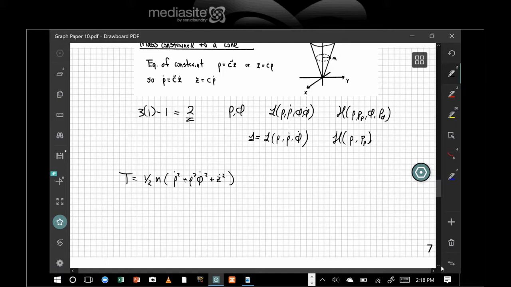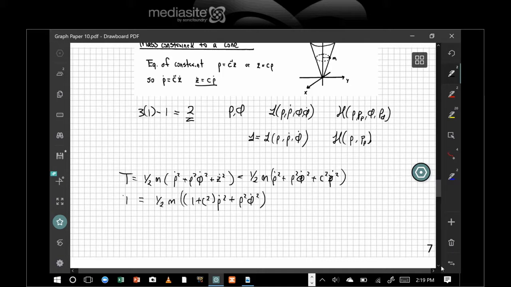Okay, but that's what I have there. But my equation of constraint from this guy here, z dot, is equal to c rho dot. So then I can write that as 1/2 m rho dot squared plus rho squared phi dot squared plus c squared rho dot squared. And so my kinetic energy is 1/2 m times (1 plus c squared) rho dot squared plus rho squared phi dot squared.